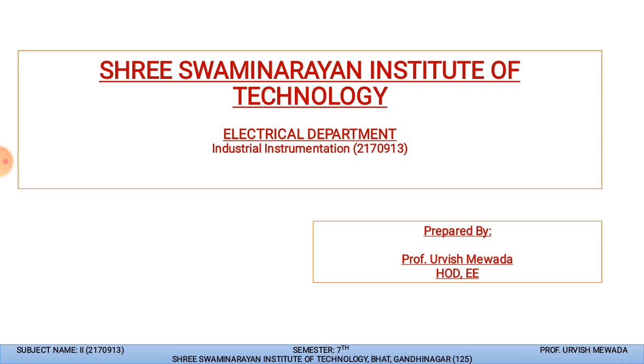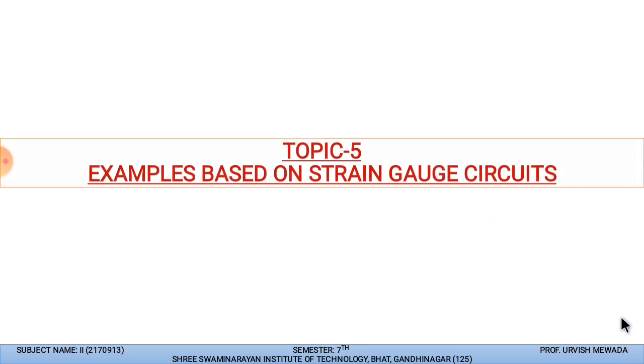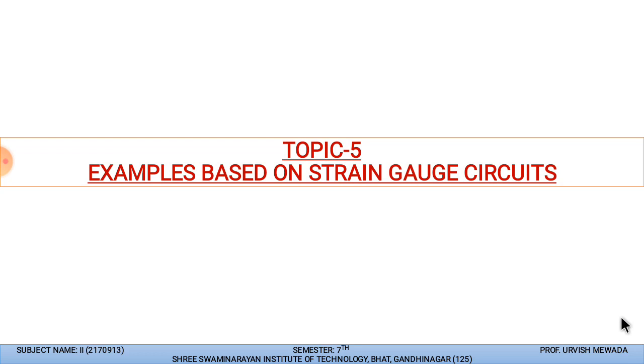The code of the subject is 2170913. Students, we are discussing chapter number 2, and this is lecture number 5 for chapter number 2. Now, the topic is examples based on the strain gauge circuits.